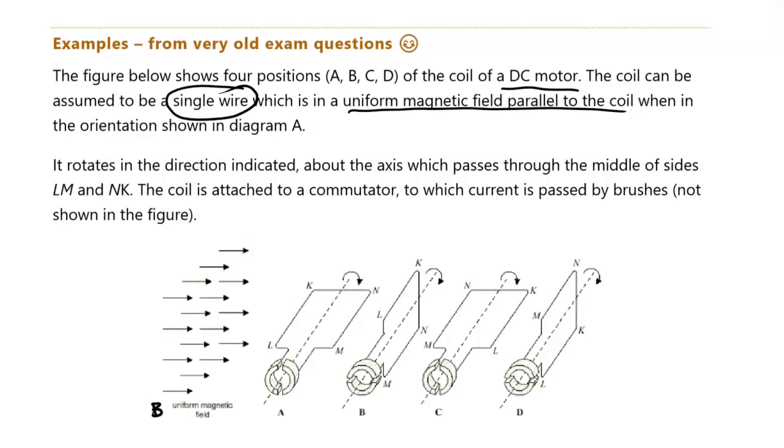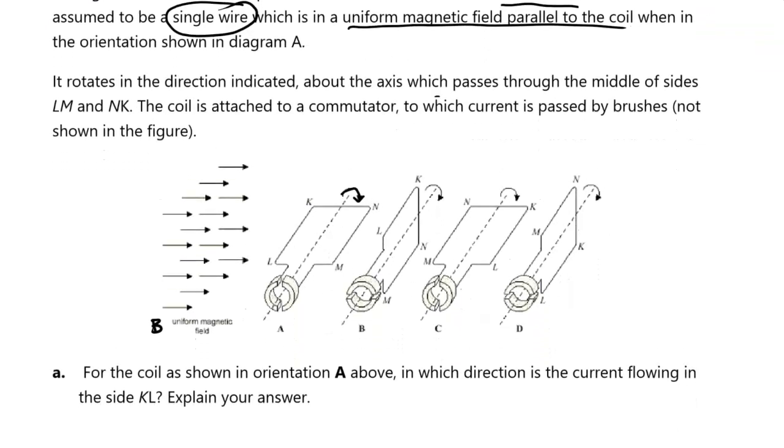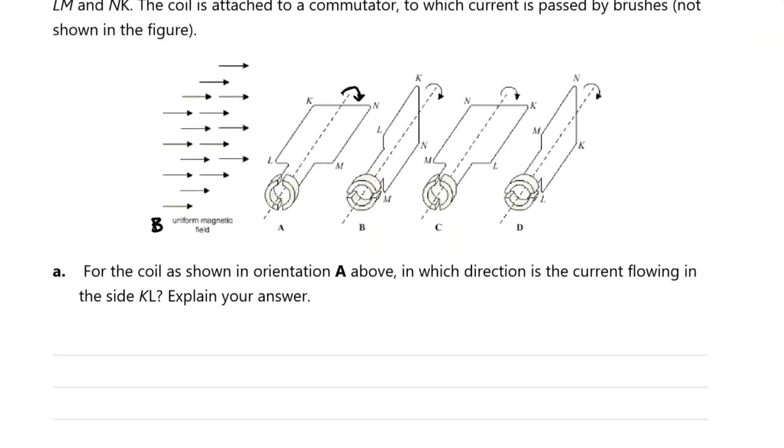It rotates in the direction as indicated, so we can see this little arrow here, about the axis which passes through the middle of the sides LM and NK. The coil is attached to a commutator. Now these days we would have to specify split ring commutator specifically, not enough to say commutator, to which current is passed by brushes which are not shown in the figure. So we don't have the brushes that we often see, sometimes drawn a bit two-dimensionally, which then connect it to the external circuit or a cell or whatever we've got going on there.